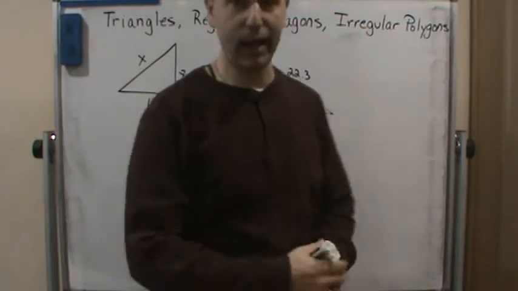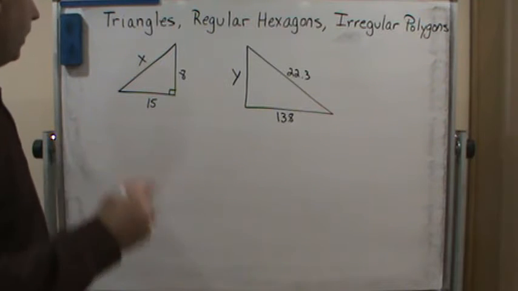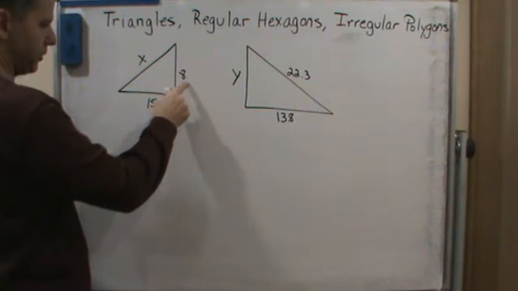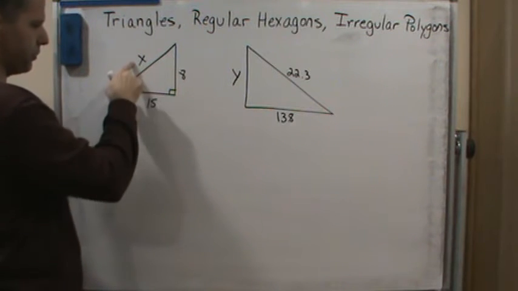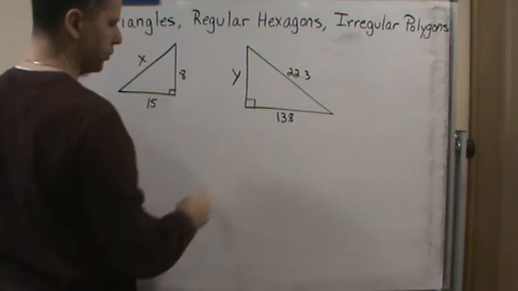Okay, so welcome back, and now let's do a couple more examples here using the Pythagorean identity. So here we've got these numbers, right? So we've got 8 and 15. We've solved for the x. So again, we've got right triangles. We've got two right triangles.